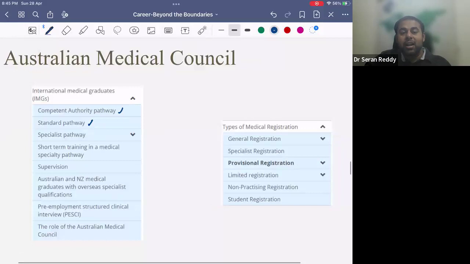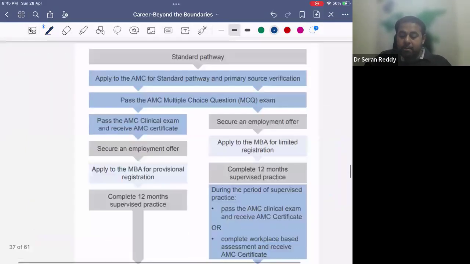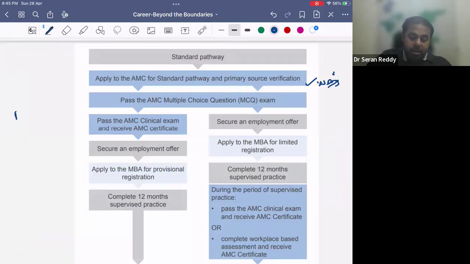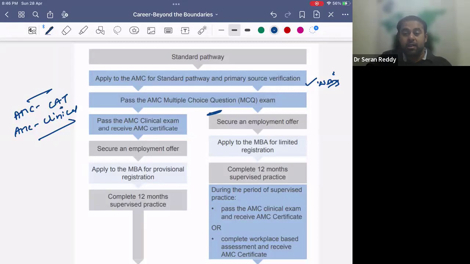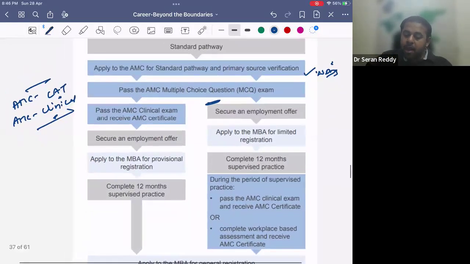So what is the standard pathway? The standard pathway is simple. You apply to the AMC for the standard pathway and get your primary source verification, which is similar to WDMS. It has 2 examinations: AMC CAT, the computer adapted test, which is an MCQ examination, and second, AMC clinical. Just like PLAB has 2, these are also 2. AMC CAT happens at Prometric centers across the country. AMC clinical happens only in Melbourne.